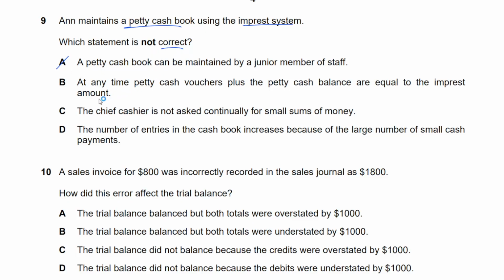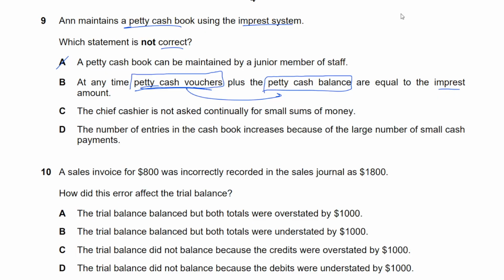The next one is actually correct. At any time, petty cash vouchers plus the petty cash balance are equal to the imprest amount. What does that mean? That means petty cash vouchers are the business documents used, or they're the proof. When somebody has to take any money from the petty cash box, they will have to fill in a voucher. So petty cash vouchers are basically all the amounts of money spent during a period, and what we have remaining, well, they should add up to the imprest amount. That is true. That is correct.